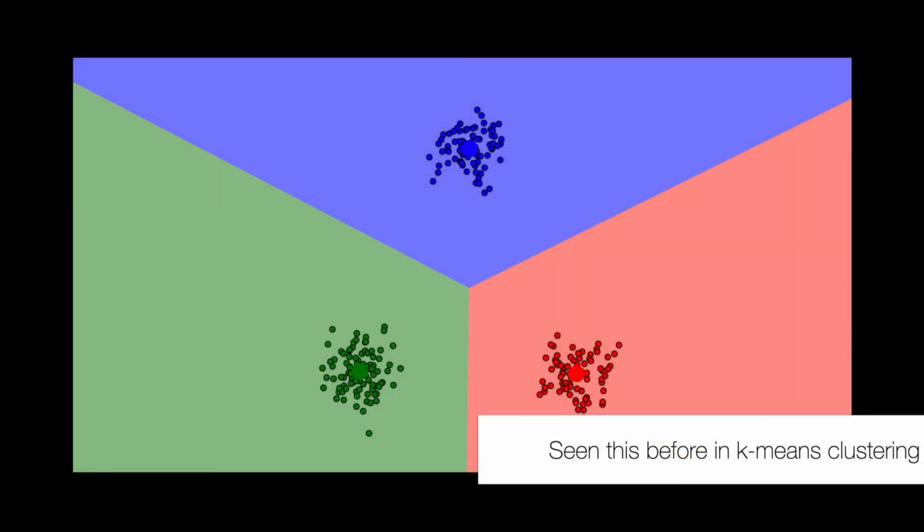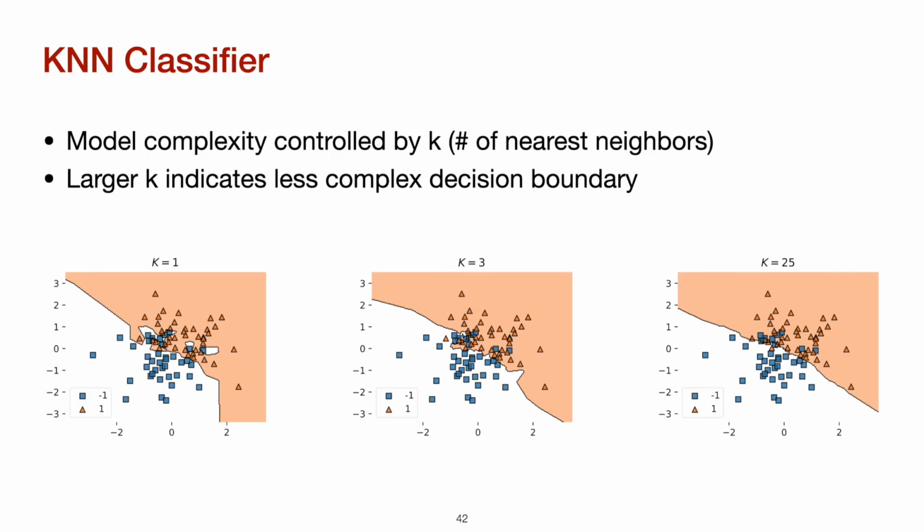But this decision boundary is quite a useful term. We've seen this idea of decision boundaries before when we talked about k-means clustering, where we have boundaries between where points are going to be associated with particular clusters. So here, any point in this blue region is going to be classified as the blue cluster, or would be classified as the blue class if this was a k nearest neighbors problem.